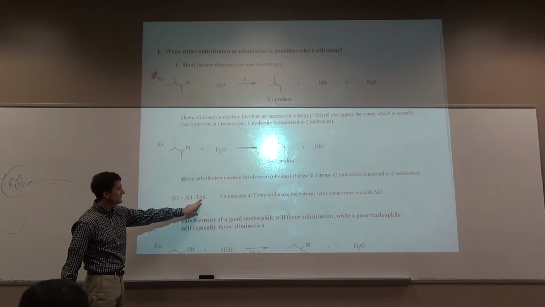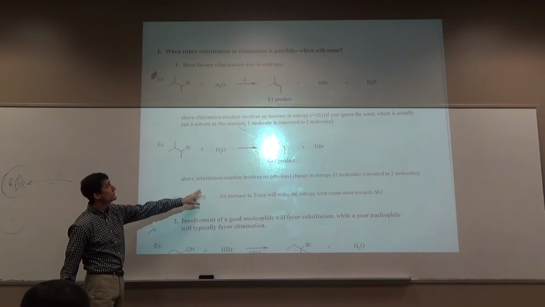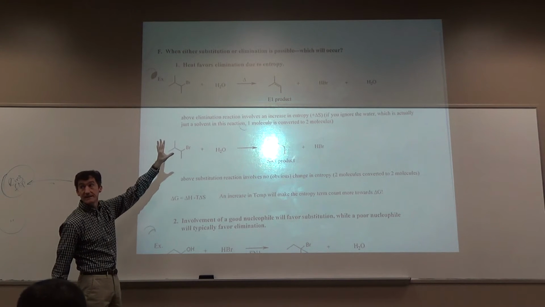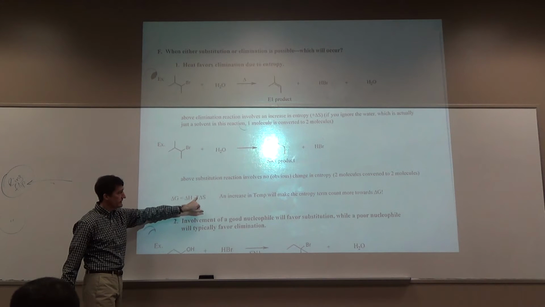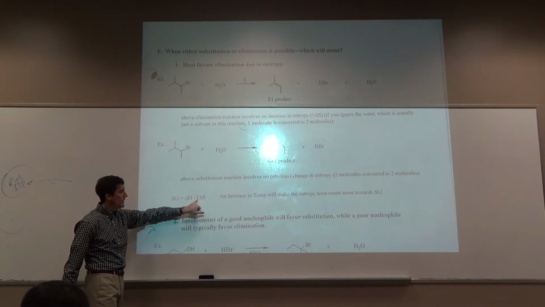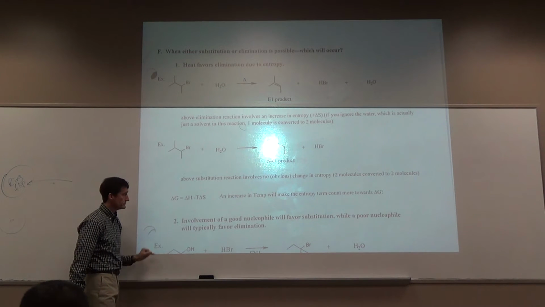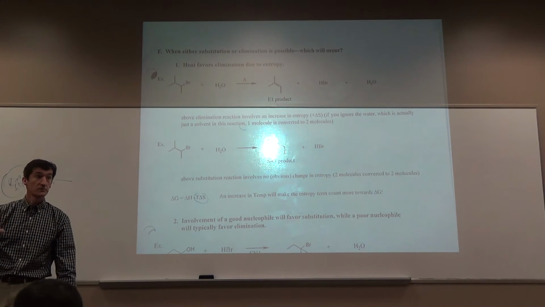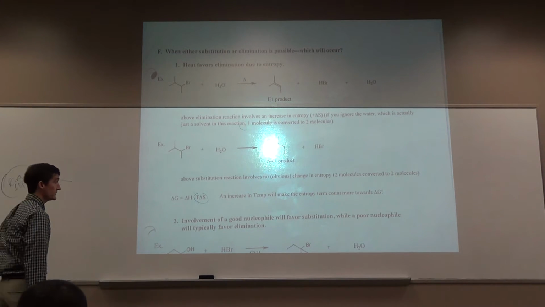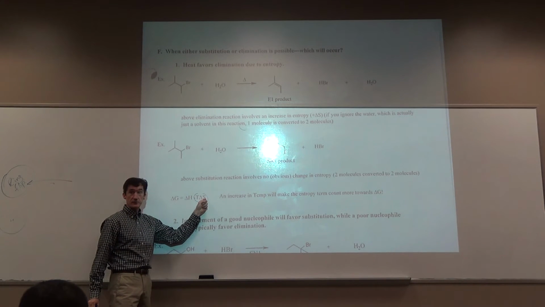Now delta can be used to denote a change, but delta is also used in reactions to denote heat. But here your heat is listed as temperature. Which term does the temperature magnify? H or S? It magnifies S, T delta S. It's multiplying S. What is S? Entropy. Temperature magnifies entropy.